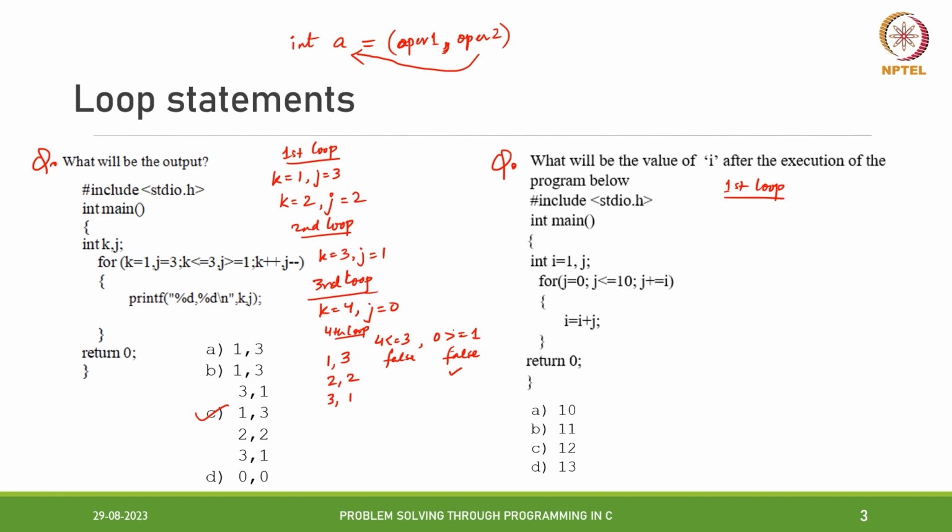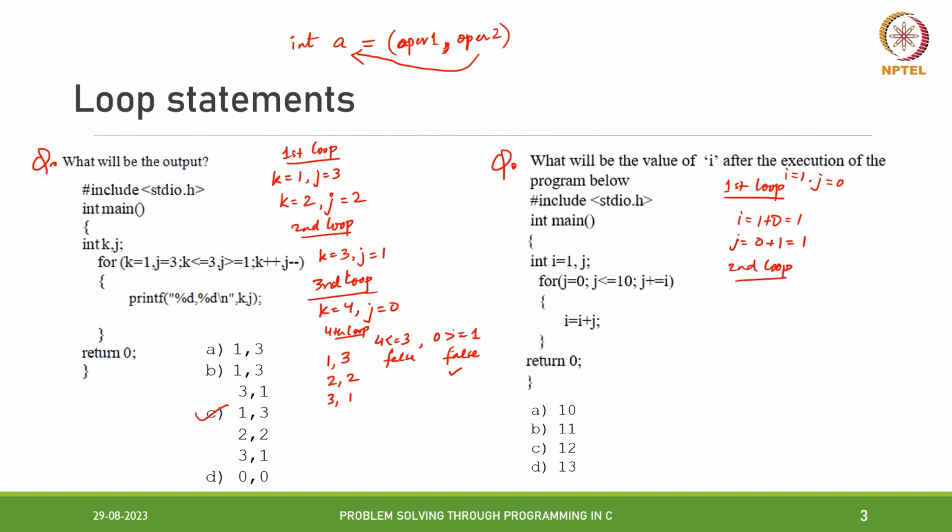So before the first loop, i is 1 already, and j is 0, and j less than or equal to 10 is satisfied. So i will become i plus j, which is 1 plus 0, which is still 1, and at the end of the loop j becomes 0 plus i, which is 1. j becomes 1. Right, what happens in the second loop?